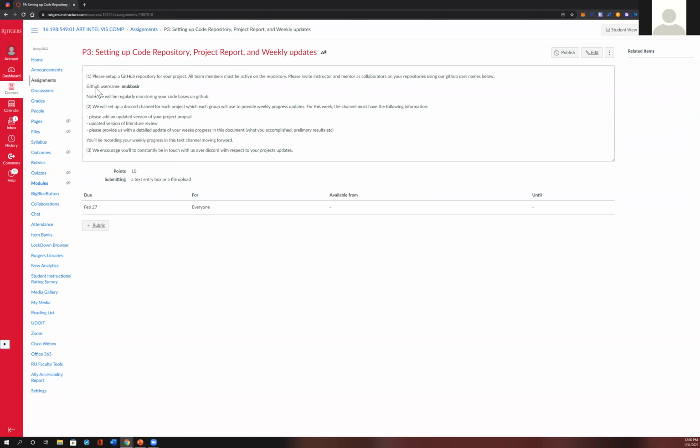So the main deliverables for P3 are to set up a GitHub repository. All team members must of course be members and must be active on the repo. And you all will invite me as a collaborator on your repository. This is my GitHub username. If there is a mentor, then you all will also be adding the mentor to the repository.